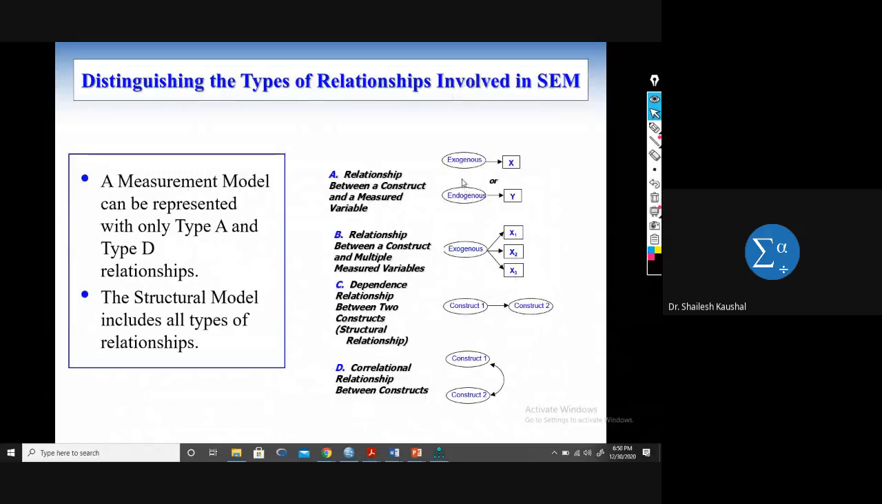These are the different types of relationship involved. This oval shape is a construct basically, and x means it's a relationship between a construct and a measured variable. These are the measured variables. Whatever questions we are taking in our study to perform the structural equation modeling, all are measured variables. These are the x measured variables, y measured variables. Here one construct has three measured variables, and this is the dependence relationship, construct to construct, and this is the covariance or correlational relationship.